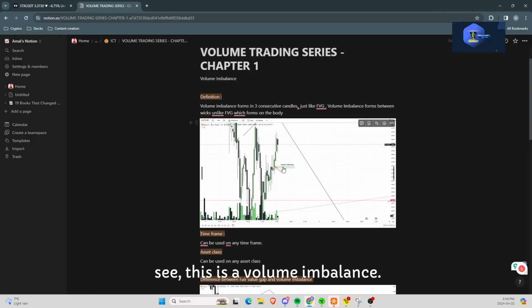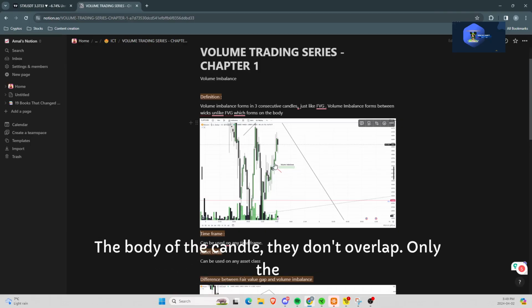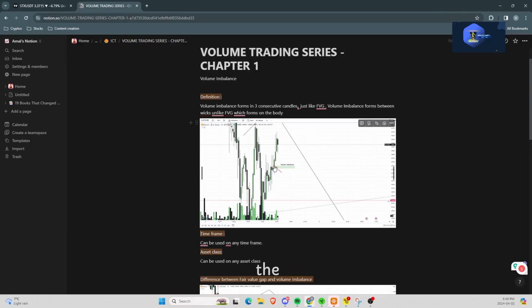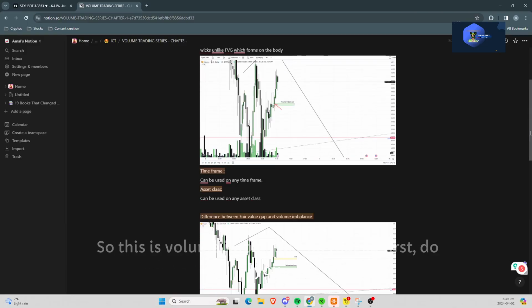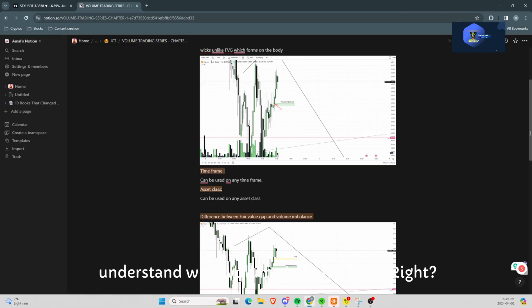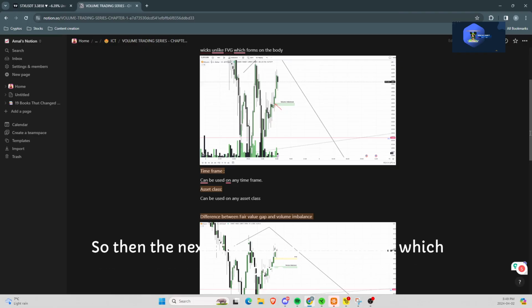So see, this is a volume imbalance. The bodies of the candles don't overlap. Only the wicks of the candles overlap, right? So this is volume imbalance. First you understand what volume imbalance is, right? Then the next step is to understand which time frame to use this concept.